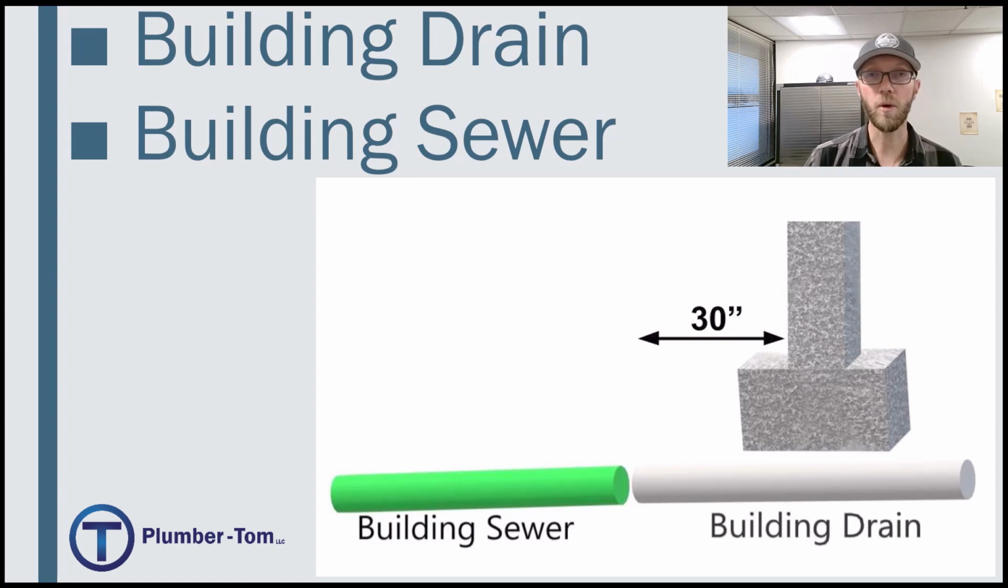The building sewer then runs from the building drain to the public sewer. So this is outside the building, but it's still the main sewer pipe. So that's the difference between a building drain and a building sewer. The sewer is outside, the building drain is inside, but it's basically the same pipe conveying all the waste from the building to the public sewer.